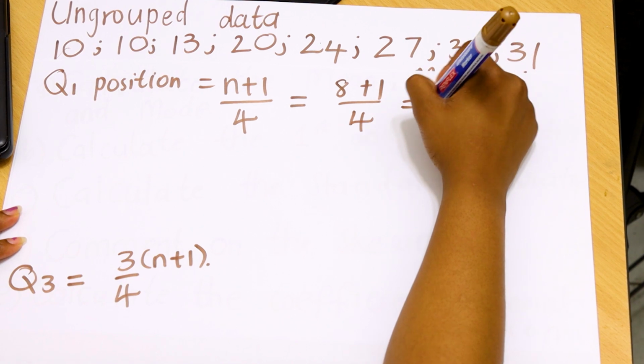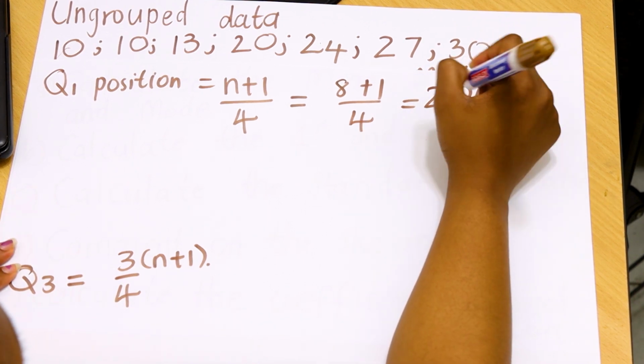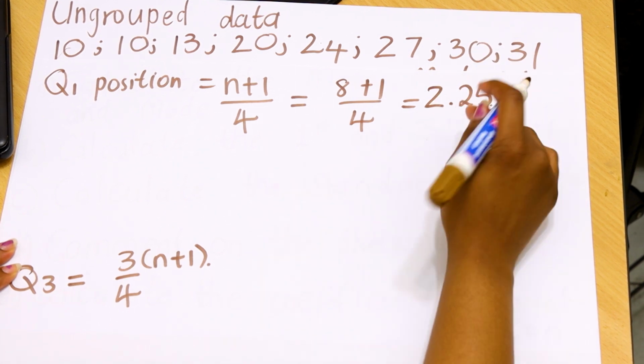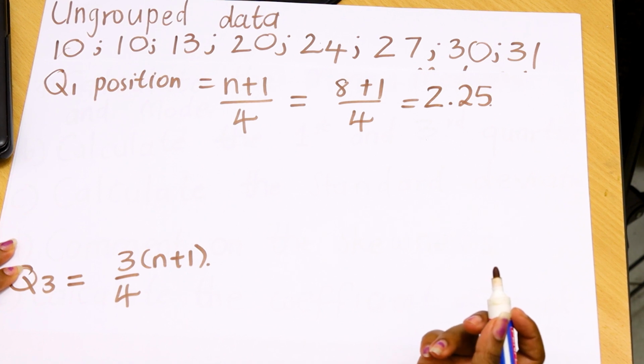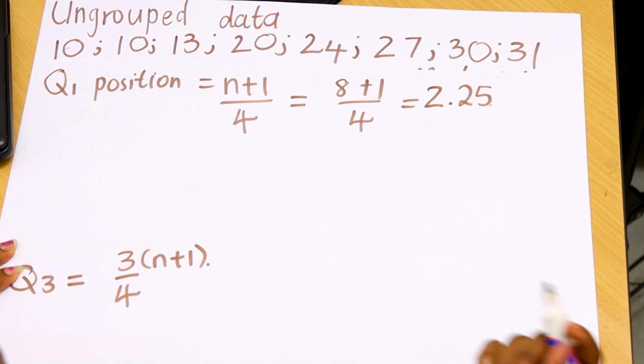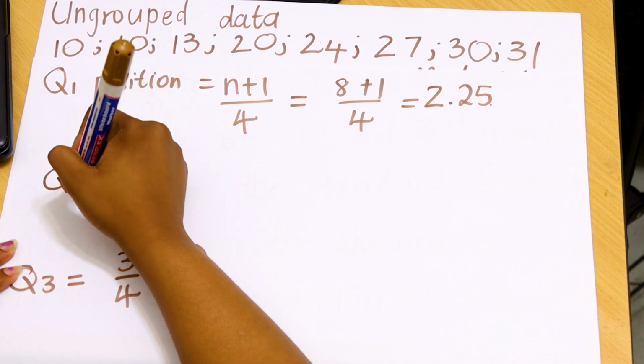And it's 2.25. As you can see, 2.25 is not a whole number. It means that the number is between the second and the third position. So what would the value of our Q1 be then?